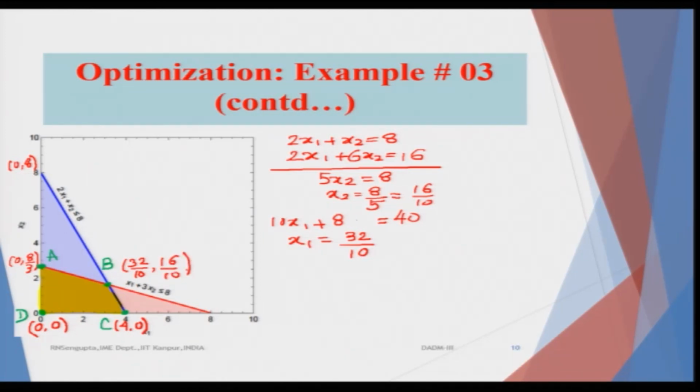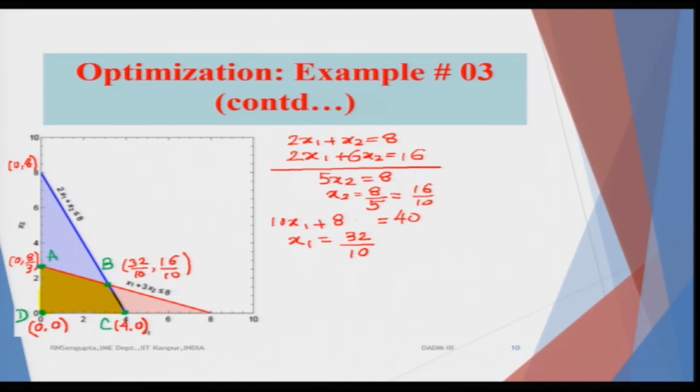So, if you want to check it, let us double check it. If you pick it here, it becomes 32 by 5 plus 16 by, so it is 64 by 10, 16 by 10. 64 plus 16 is 80, 80 by 10 is 8. So, this is satisfied. If I go to the second equation, it is 32 by 10 plus 48 by 10, 32 plus 48 is again 80, 80 by 10 is 8. So, this is satisfied. So, I have all the coordinates.